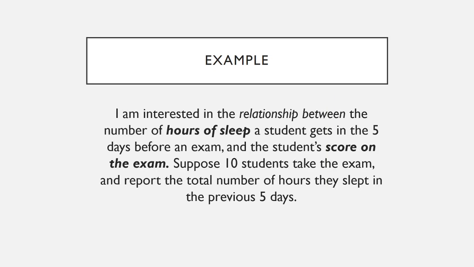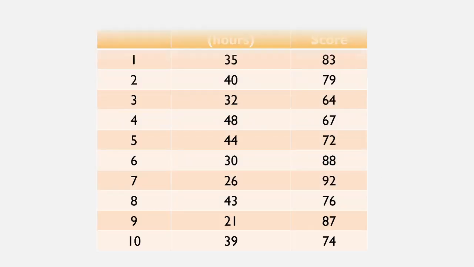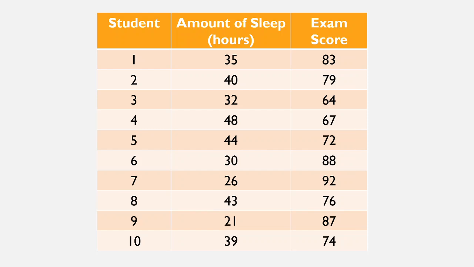Let's say I'm interested in the relationship between hours of sleep a student gets in the 5 days before an exam and their score on that exam. I'm going to pull 10 people. I'm going to get their sleep score and their exam score. Your data would look like this, right? You've got your 10 participants, you've got their sleep score, variable X, and their exam score, variable Y.